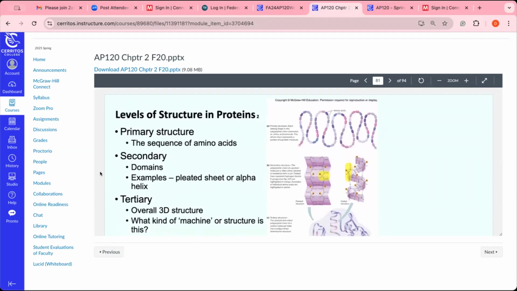So now we're talking about the levels of structures in proteins. Primary structure is the sequence of amino acids. The secondary is the domain they have, or the type of shape they have. They're pleated sheets or alpha helices. And the tertiary is the overall 3D structure of a protein. What kind of machine or structure is it? And I'm sure she'll get into that.